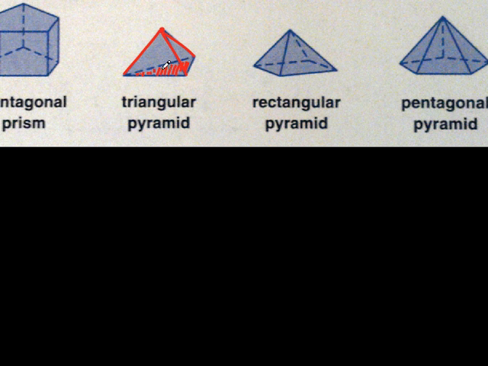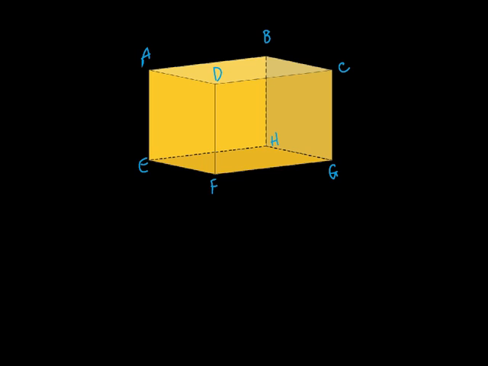Now, that base is a triangle. Look, three sides. This right here, the base of this is a rectangle because there's four sides, and it all comes up to a point. Look at the base here, five sides, so it's a pentagonal pyramid. All comes up to a point. So that's the difference between prism and pyramid. You have something that looks very similar to page 68.